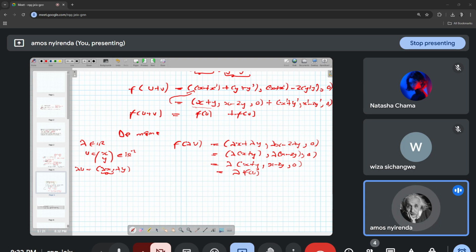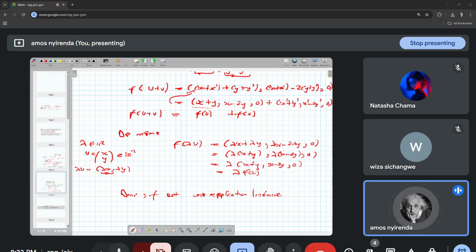So the conclusion here is very simple. Donc, f est une application linéaire. Like so. So f is a linear application because we've satisfied the two conditions.